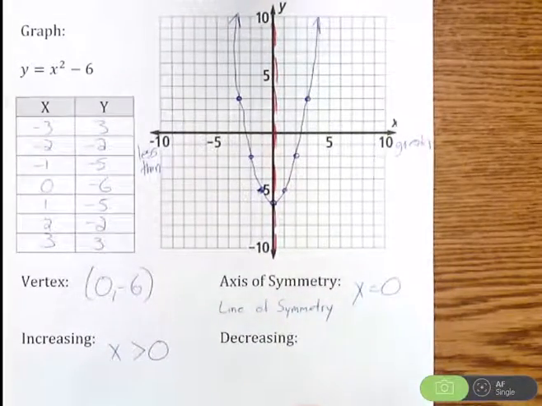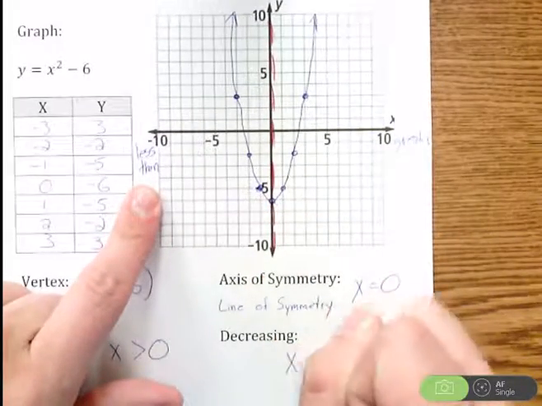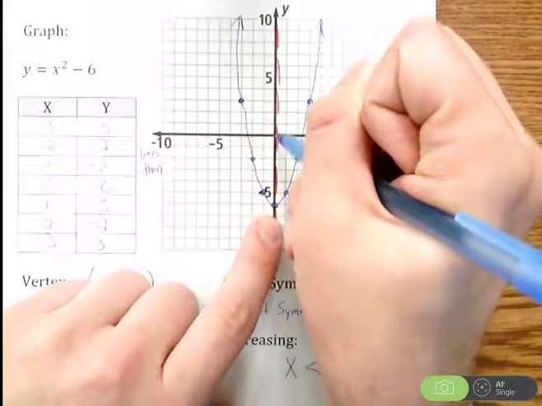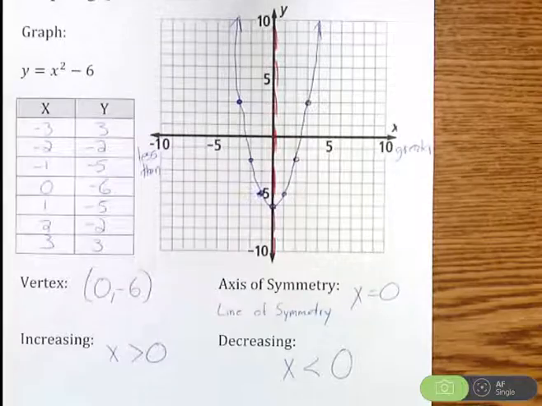And let's talk about where we're decreasing. Well, it was on the left side, we're coming down. So we need x is less than, and all x's to the left of this point right here, which is 0. So x is less than 0.